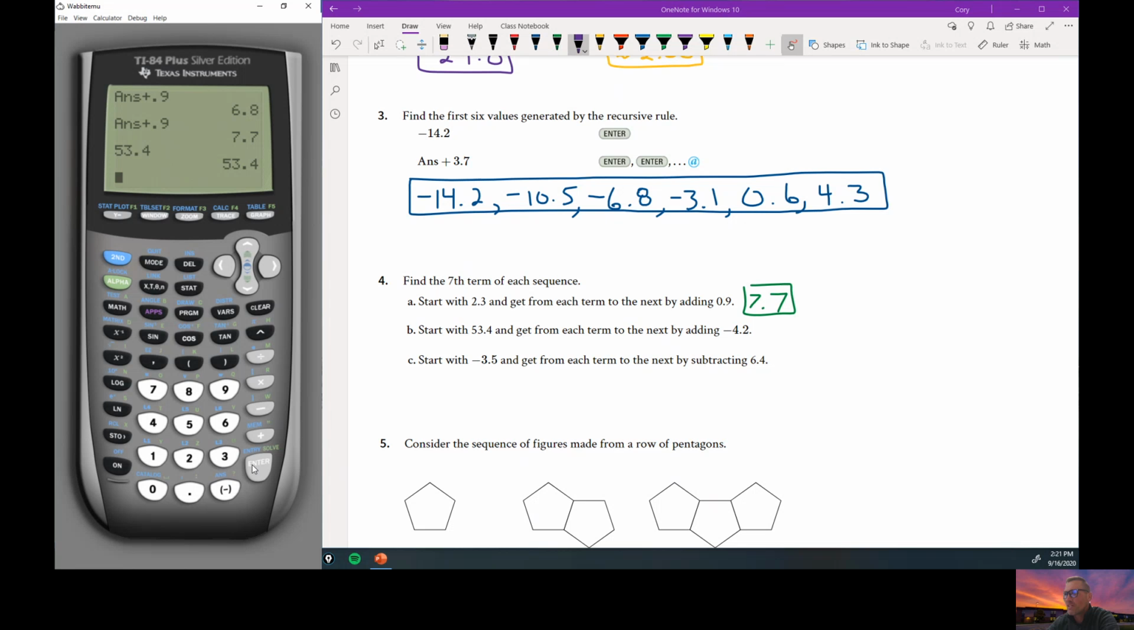All right, next one, 53.4. That's our first term. And then get to the next term by adding negative 4.2. So add negative 4.2. That's our second, third, fourth, fifth, sixth, and 7th term. So 28.2. And our last one here, start with negative 3.5. That's our first term. Next, we're going to subtract 6.4. So there's second, third, fourth, fifth, sixth, and 7th. Negative 41.9.